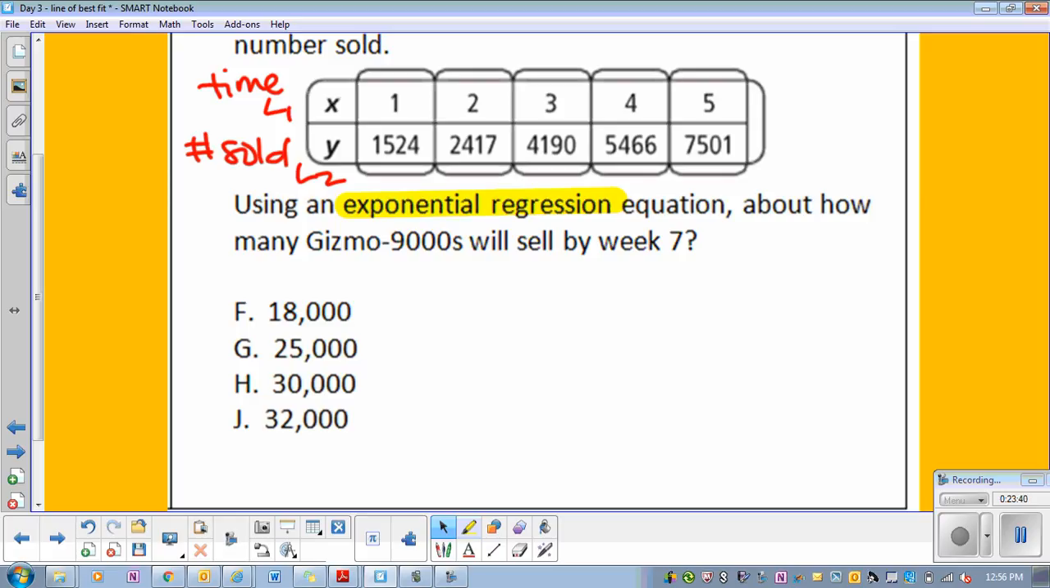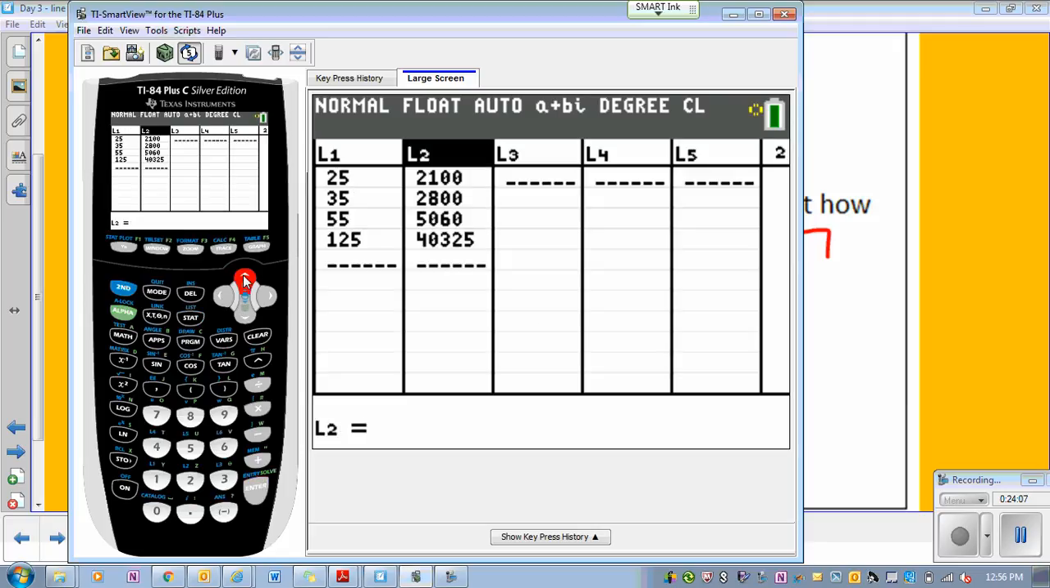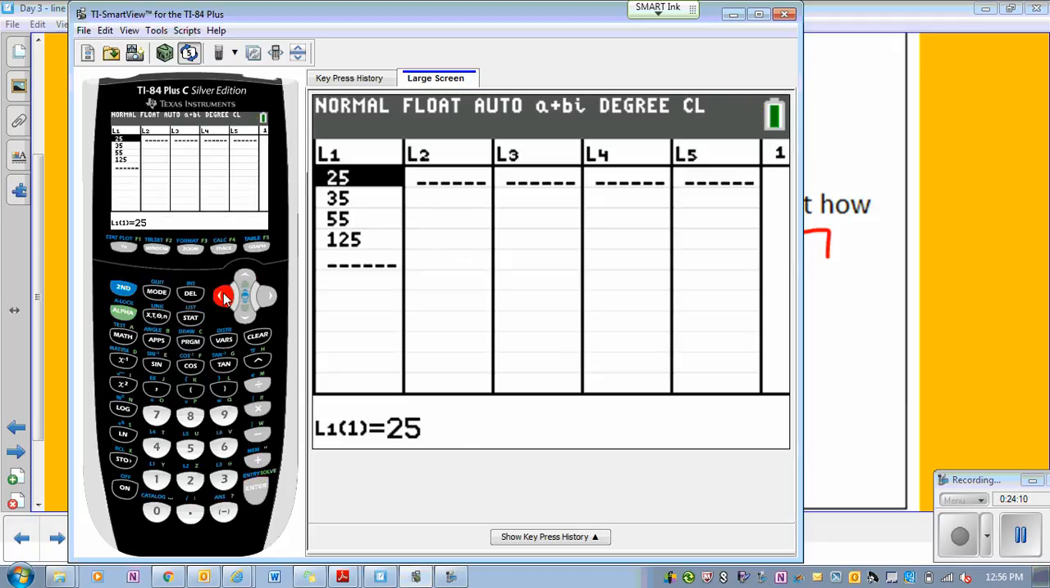Oh, this is a 2-part. You need to go and find the exponential regression equation, and then how many will sell? You have to find y. Week 7, that's the time. X equals 7. After you find your equation, you got to plug in 7 for x, and then tell me what you get for y. So I need to go back in the stat and plug in my L1 and L2. No, they told you exponential, right?